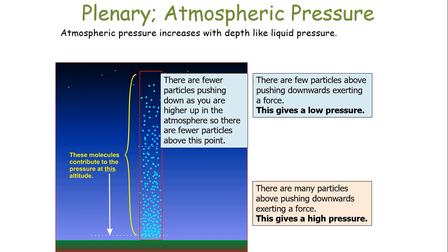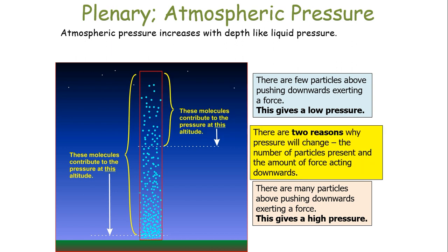So there are fewer particles at this point because there are fewer particles above this point pushing down, exerting a pressure downwards at the points. The higher up you go, there's a lower pressure. But there's also a second reason, which is unique to the atmosphere, which isn't found in the ocean. The other reason as to why the pressure is lower at the higher altitude, at the top of the atmosphere, is because there are just fewer particles the higher up you go in the atmosphere. The atmosphere becomes thinner the higher up you go. So we can say the particles are further apart.